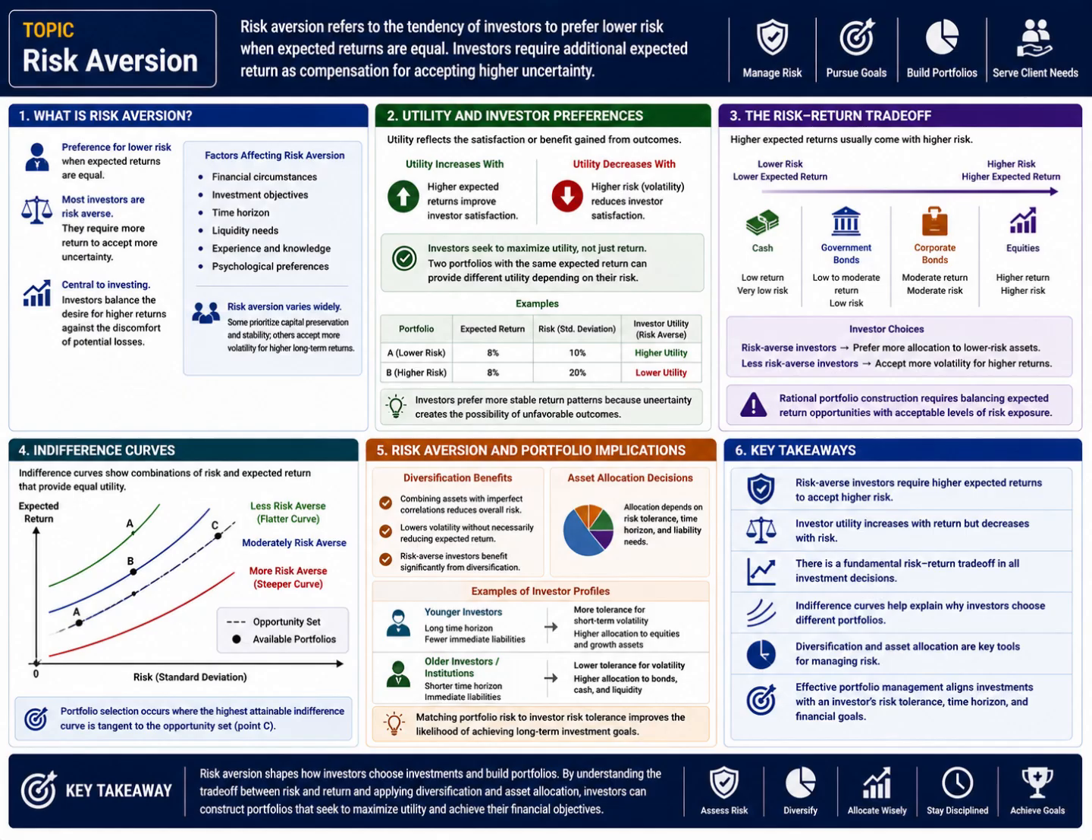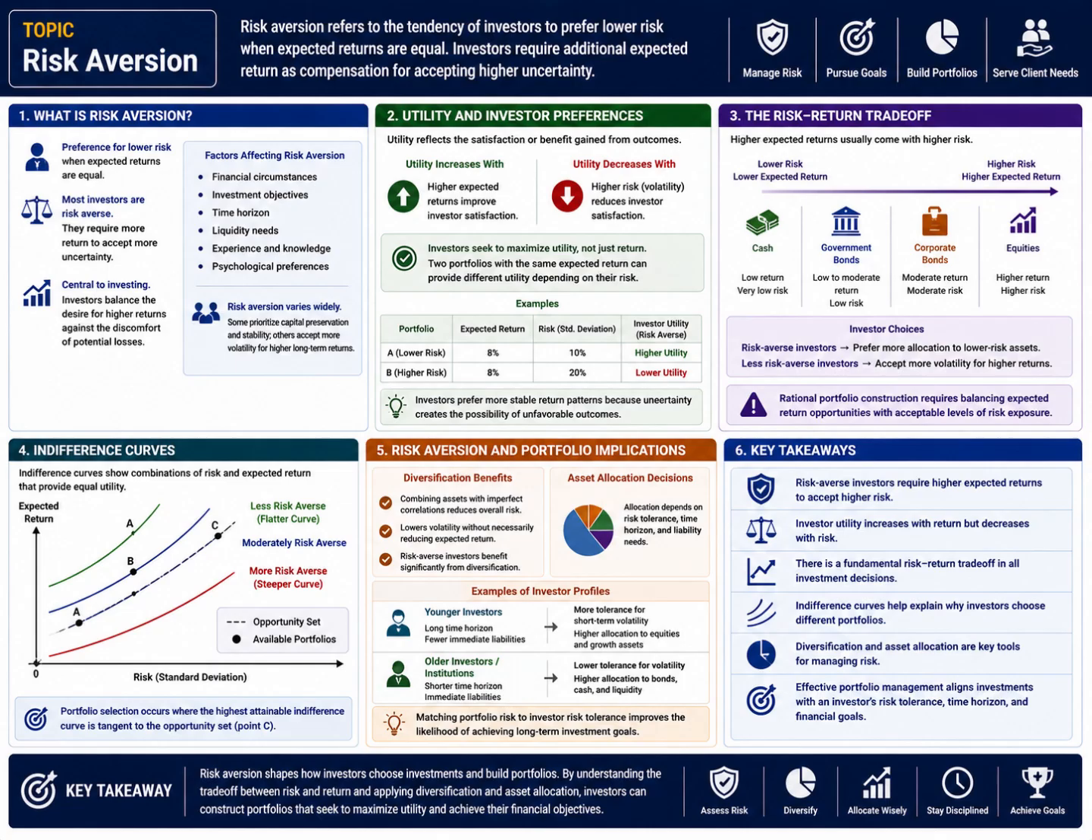The topic explains that investor utility reflects the satisfaction or benefit gained from investment outcomes. Utility increases with higher expected returns but decreases as portfolio risk rises. Risk-averse investors therefore seek to maximize utility rather than simply maximize return. Two portfolios with identical expected returns may provide different utility levels depending on their risk characteristics. Investors generally prefer more stable return patterns because uncertainty creates the possibility of unfavorable outcomes.